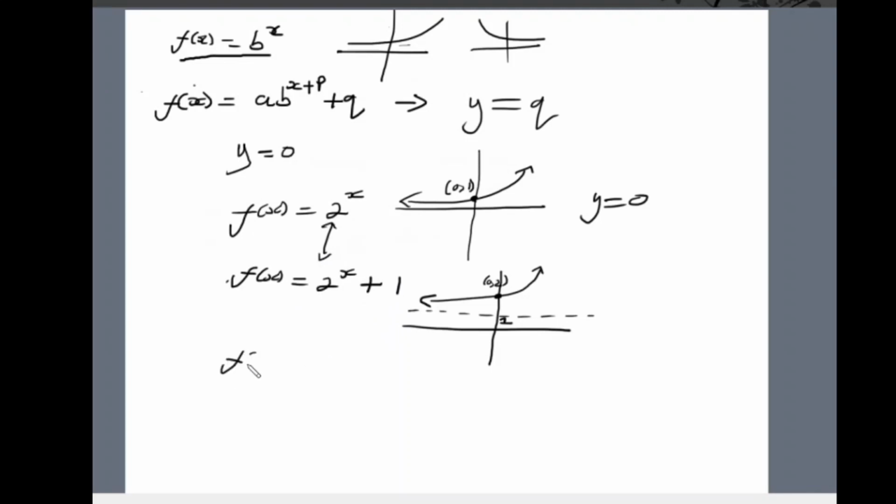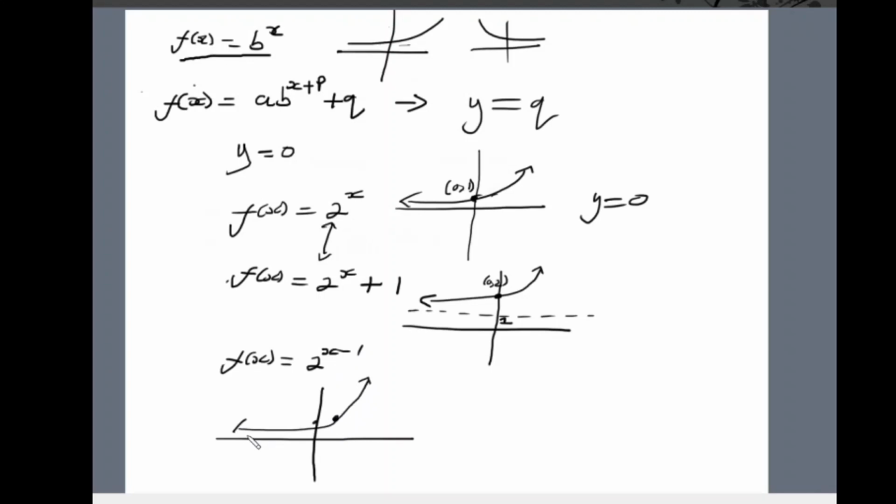And then let us shift the graph of f of x horizontally by 1 unit. Let us say we have f of x equals 2 to the power x minus 1. Now this is a horizontal shift of 1 unit to the right. So our standard function will shift 1 unit to the right. So this point will go from 0, 1 to 1, 1, right? And then we'll have our graph looking like this.